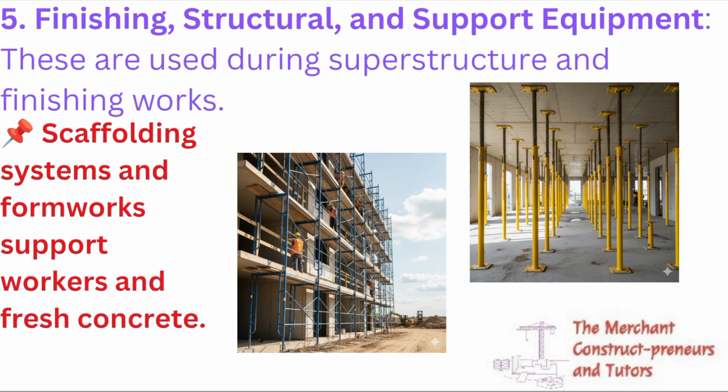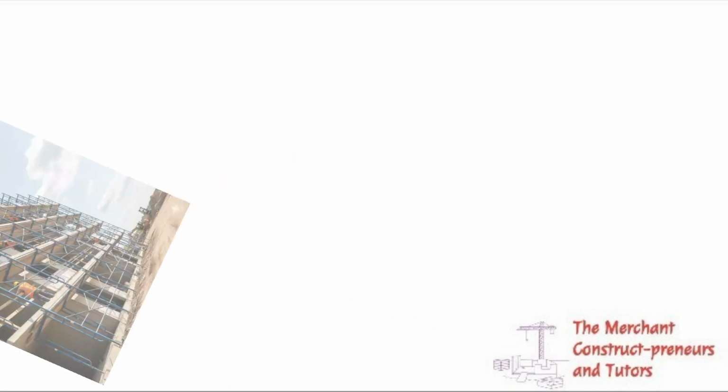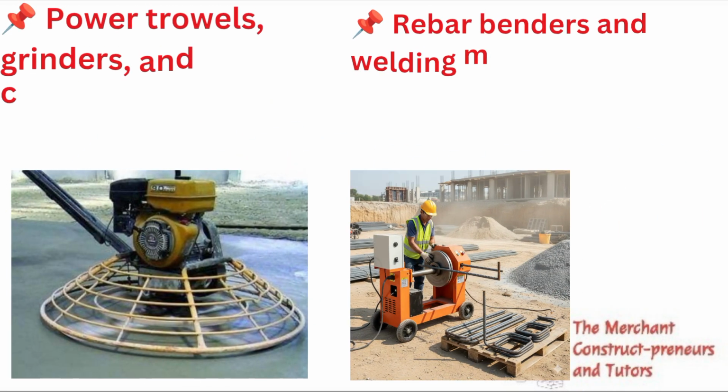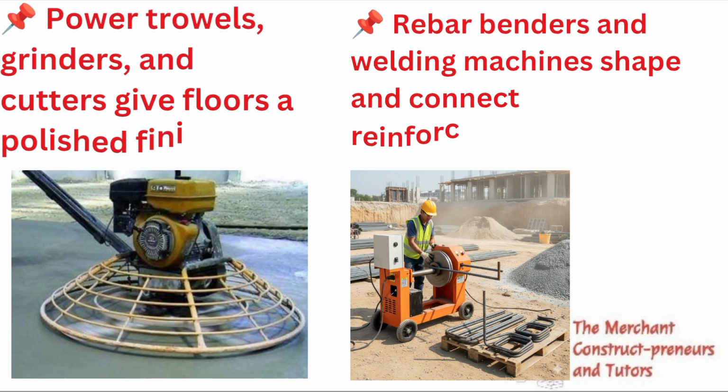So we have the next one, which is the finishing, structural and support equipment. These are used during superstructure and finishing works. For the finishing works, we have the scaffolds, just as you can see in the image there. They are used to do external works on the building, like painting and fixing of windows, for supporting both materials and the workers. While the, what's the name? The acrow prop supports the slab and the beams, the structural elements, while they are being formed.